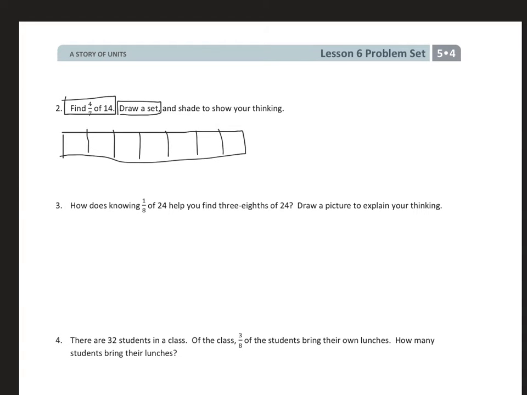Now, if we're trying to find 4/7, we're trying to find 4 out of the 7 boxes. So we're looking at those boxes right there. I'm going to label that as 4/7. Now, we're also trying to figure out that our whole is going to be 14. So we can label this number 14 up at top above our tape diagram.